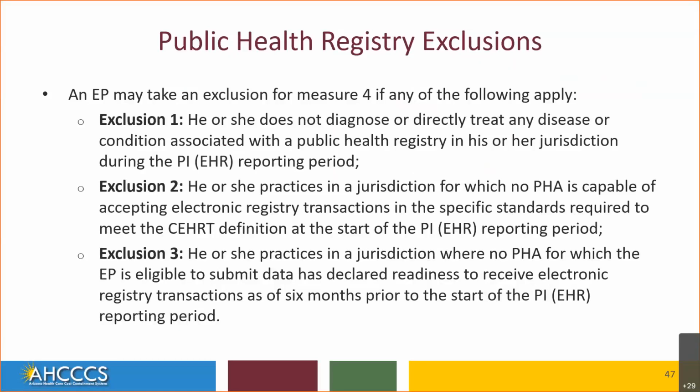Exclusion 1: he or she does not diagnose or directly treat any disease or condition associated with a public health registry in his or her jurisdiction during the PI reporting period. Exclusion 2: he or she practices in a jurisdiction for which no public health agency is capable of accepting electronic registry transactions in the specific standards required to meet the CEHRT definition at the start of the PI reporting period. And exclusion 3 is he or she practices in a jurisdiction where no public health agency for which the EP is eligible to submit data has declared readiness to receive electronic registry transactions as of 6 months prior to the start of the PI reporting period.